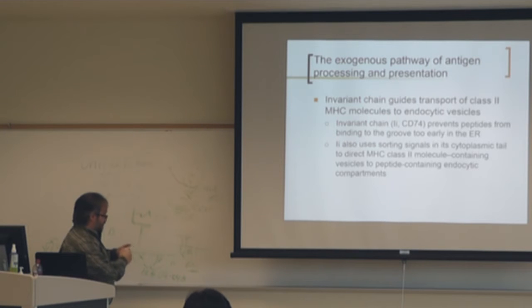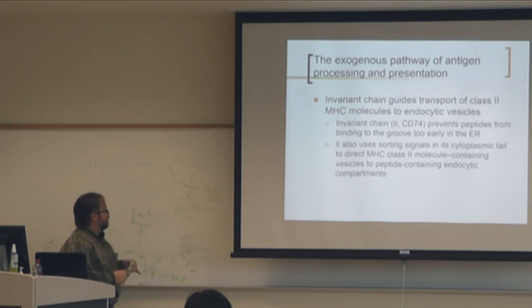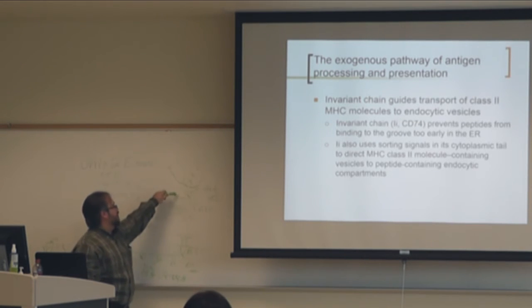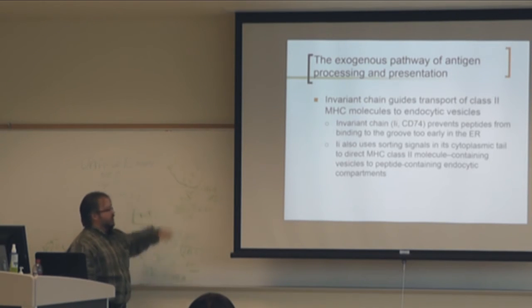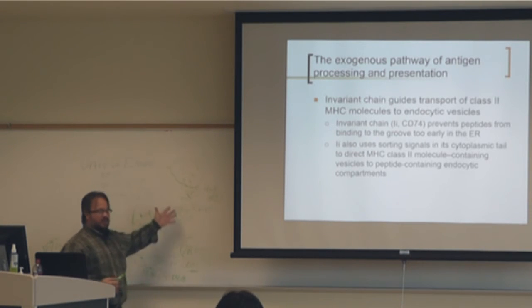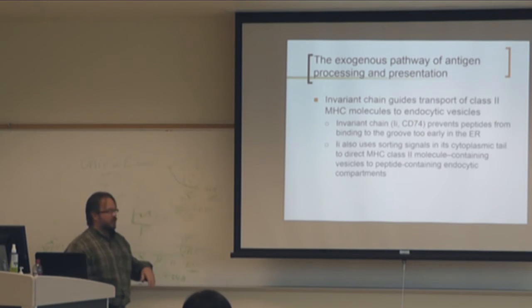So we all start out with this CLIP, a little piece of invariant chain stuck in there. That CLIP gets removed, and now whatever peptides are being chewed up in these endosomes will get loaded onto the MHC molecule. And there is some editing that goes on. If it doesn't have the right anchor residues, it's not going to bind. If it does have the right anchor residues, it'll bind.